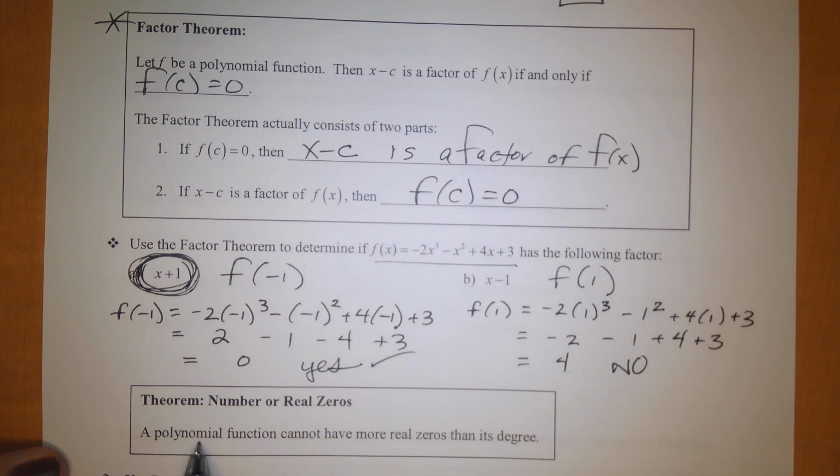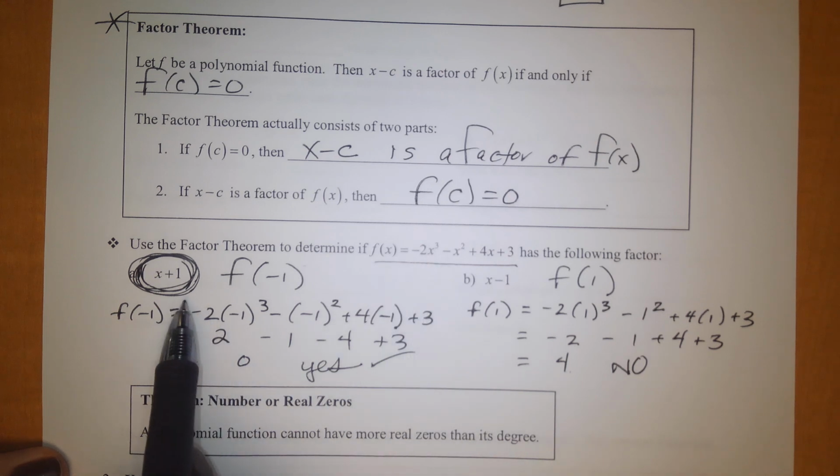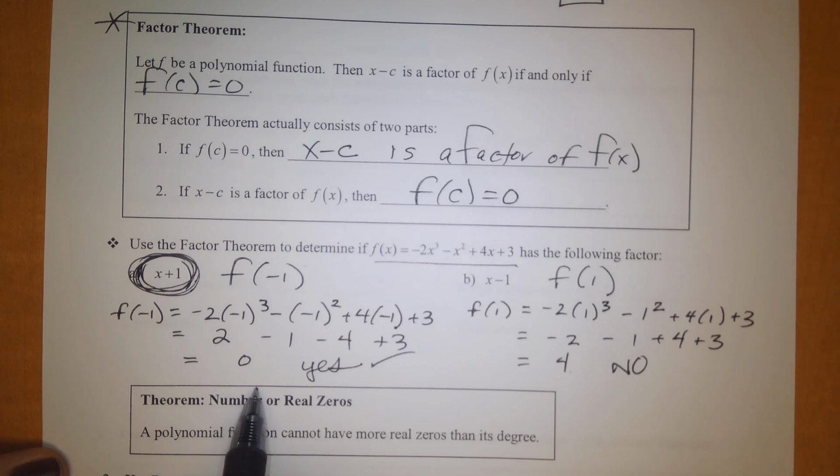A polynomial function cannot have more zeros than its degree. So in this example up here, the degree is 3. So the most possible zeros I might have is 3. Now I can have less. I could have 2 or 1 or sometimes none, but at most I can have 3. So once you find a 0, like right here, I have already found a potential 0 over here, there might be only up to 2 more. So once you find those other 2, you can stop searching.